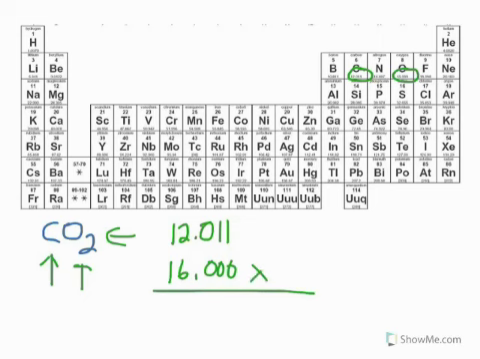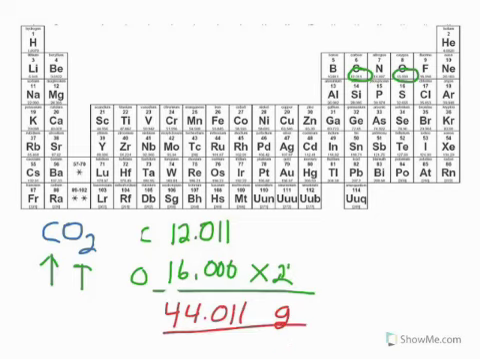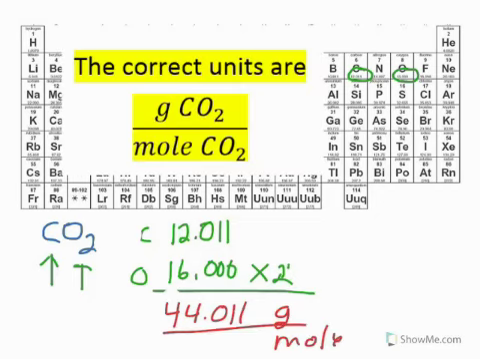And I have 2 of these, so I'll multiply by 2. So I put a label out for the carbon and for the oxygen. I'm going to expect you to do this. Just show your work. So my total here then is 16 times 2 is 32 plus 12.011, and I get 44.011. And the units are grams per mole. This is the molar mass.